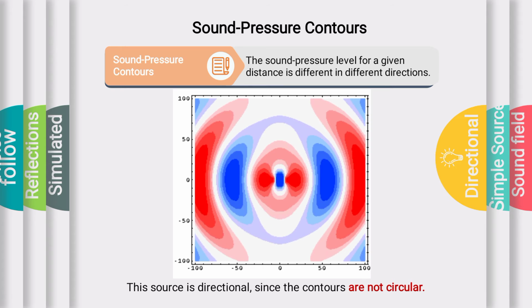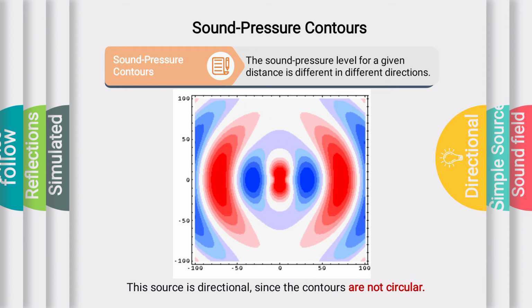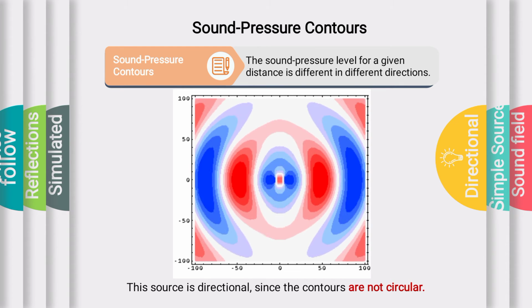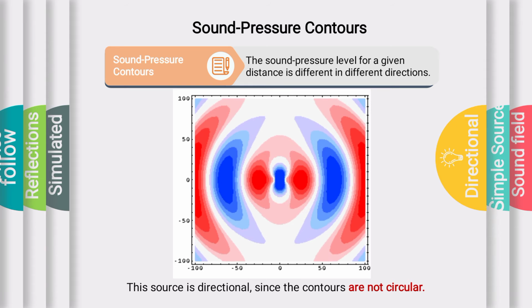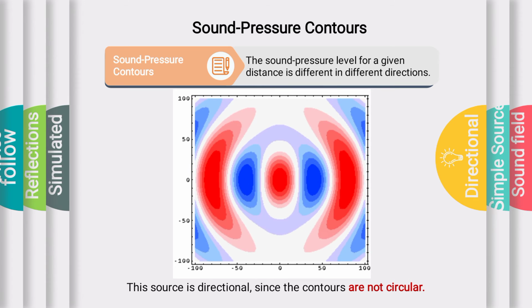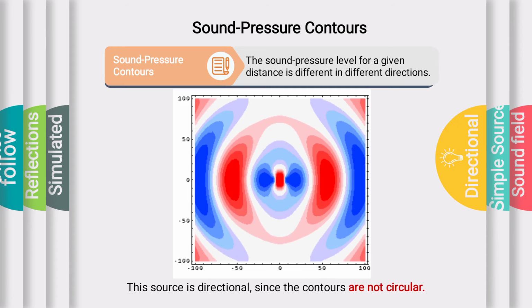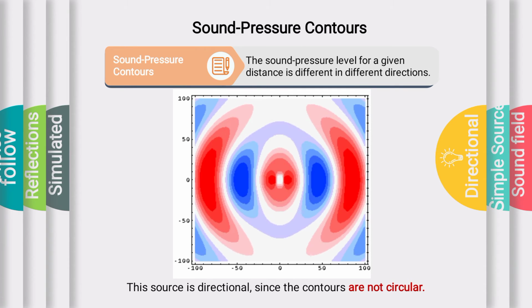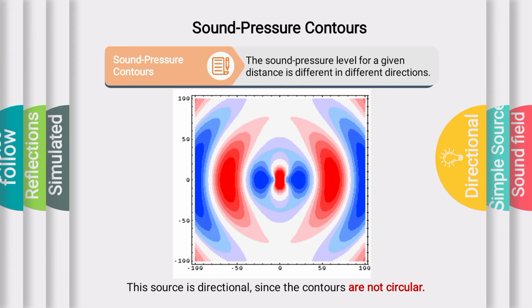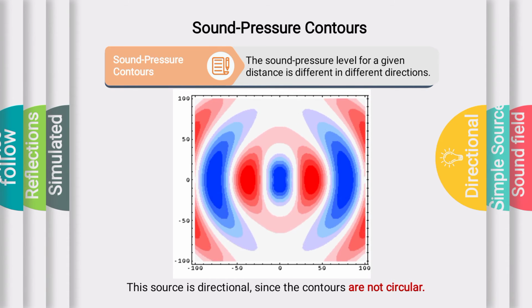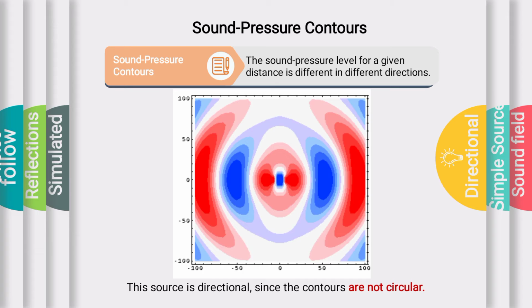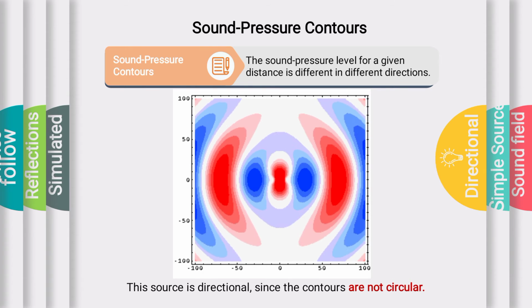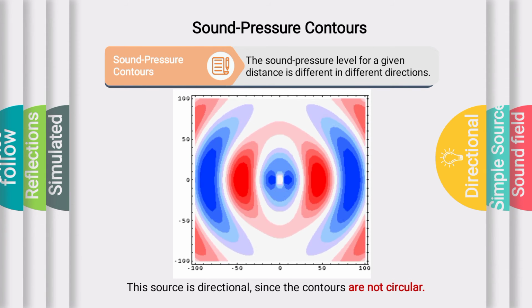Now let us observe the sound field surrounding a large power distribution transformer as shown in this figure. The sound pressure contours around the transformer correspond to the indicated values of sound pressure level. This source is obviously directional since the contours are not circular.